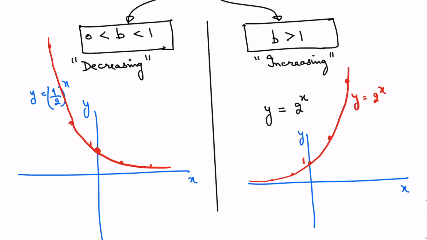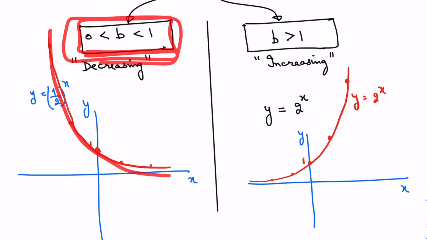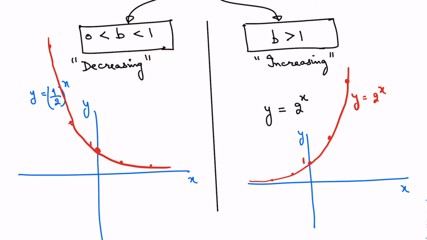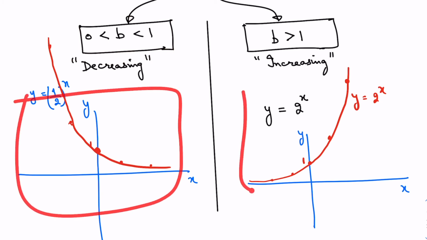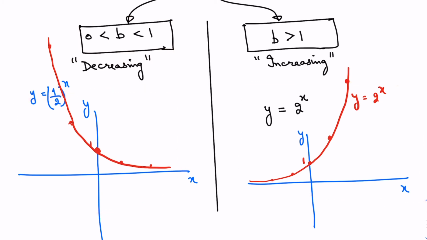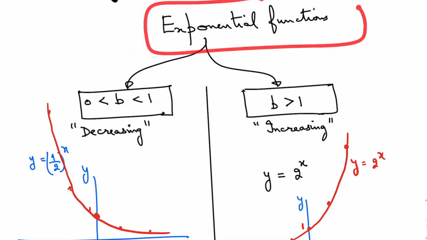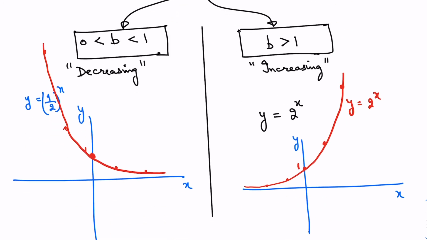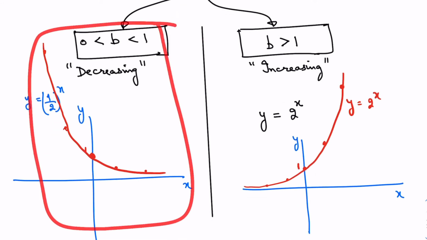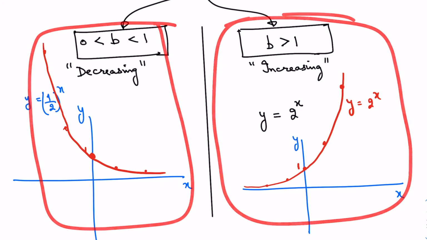So all the exponential curves with base less than 1 are decreasing curves. These are two typical families into which we divide the exponential functions. They come in two families. These are the two families.